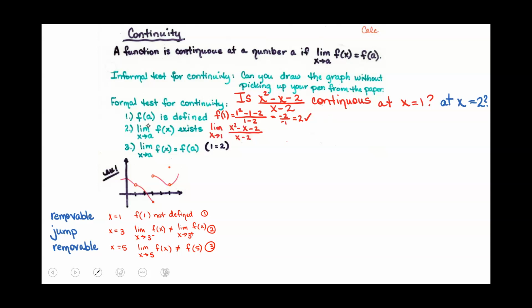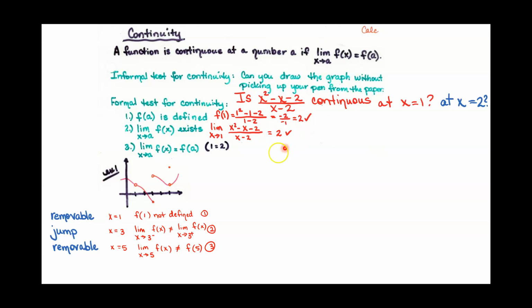All right, then second, I want to check and see, does the limit exist? Now, we know that this is a rational function, and we know that rational functions are well behaved within their domain. We know that a rational function is a polynomial divided by a polynomial, and that polynomials are well behaved. So we can do direct substitution here, and the answer that we get will be our limit as long as it's within the domain, as long as I don't get 0 in the denominator. So I've got a limit of 2.